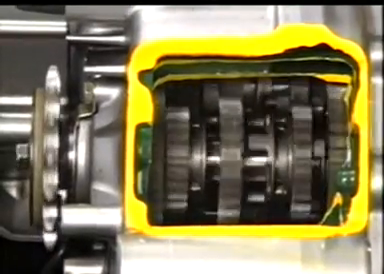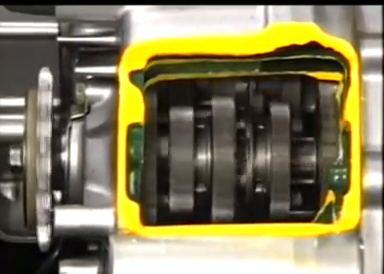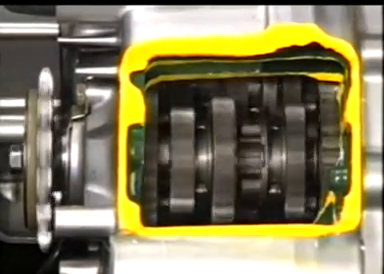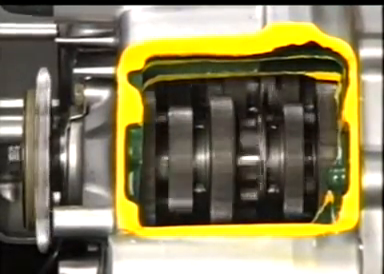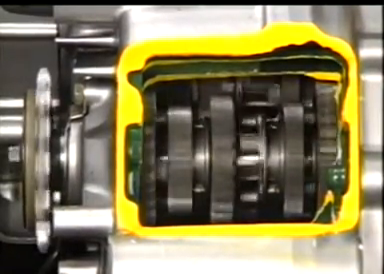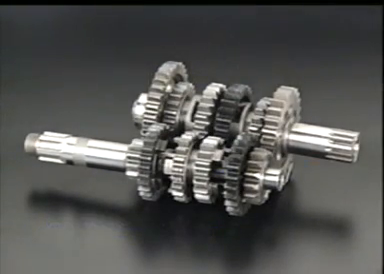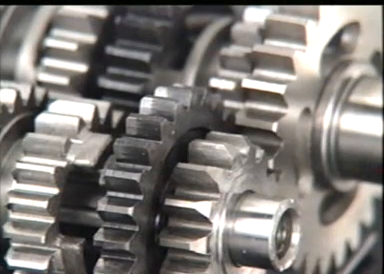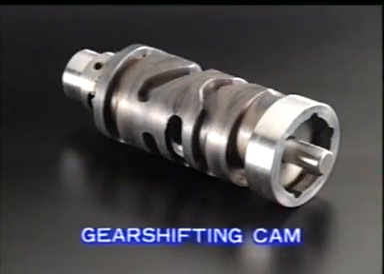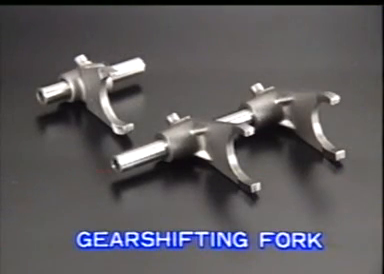In an actual transmission, there are a number of stages provided between the gear which affords the maximum climbing power and the gear which provides the maximum speed. This way, the appropriate gear ratio for the current driving conditions can be selected. The transmission system is made up of the counter shaft, which serves as the input axis, the drive shaft, which acts as an output axis, the various gears which convey the drive power to the engine, and the gear shifting cam and gear shifting fork, which are used to operate the gears.